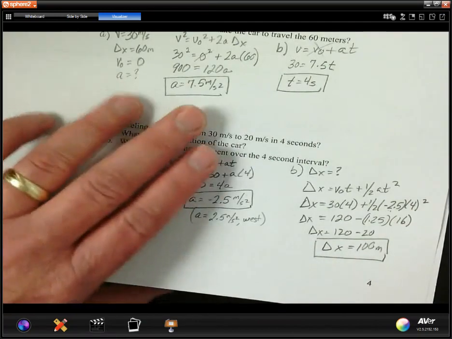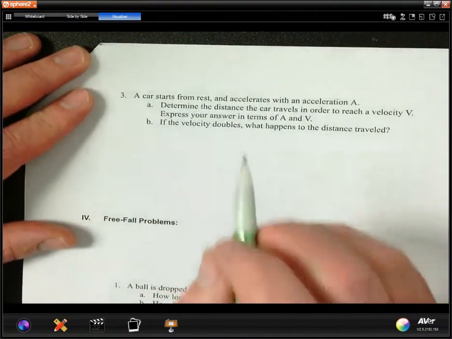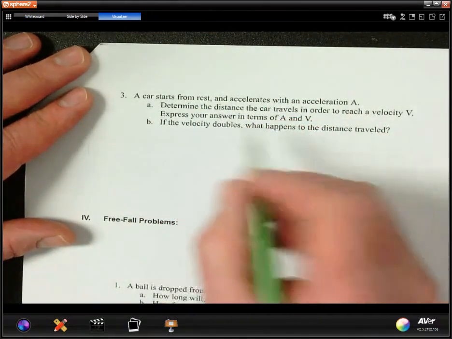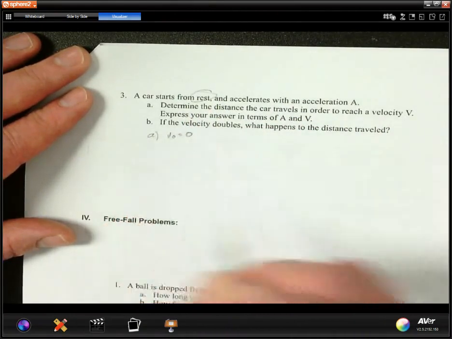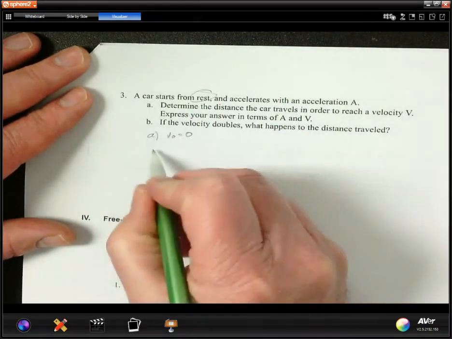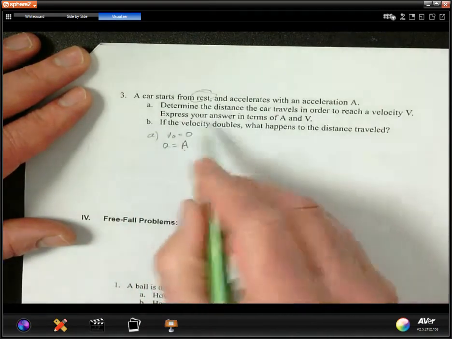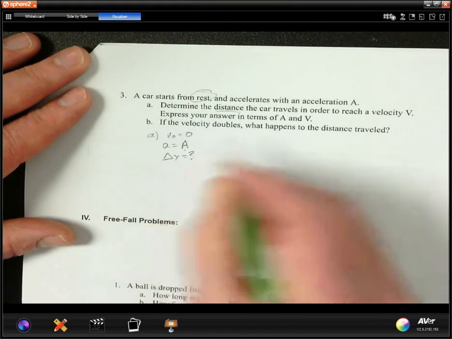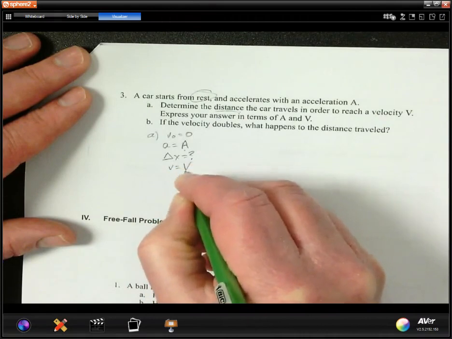All right. And then my last one, sometimes you get problems that don't have any numbers, and some people get intimidated by these, but you solve them the same way. Find 3 givens, find what you're looking for, pick an equation. So a car starts from rest. That's going to tell me v0 is 0. Accelerates with an acceleration a. So I'm just going to put in my acceleration equals a. Determine the distance. That means delta x is what I'm looking for. And I want to reach a velocity v. So my final velocity I'm just going to call v.